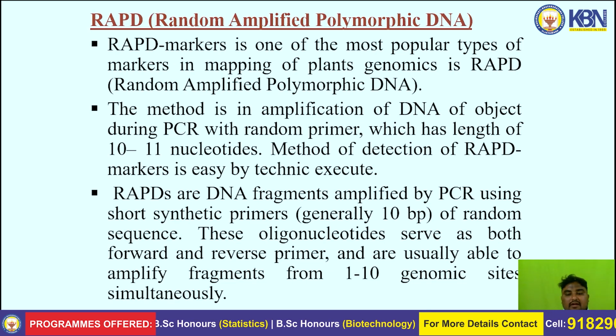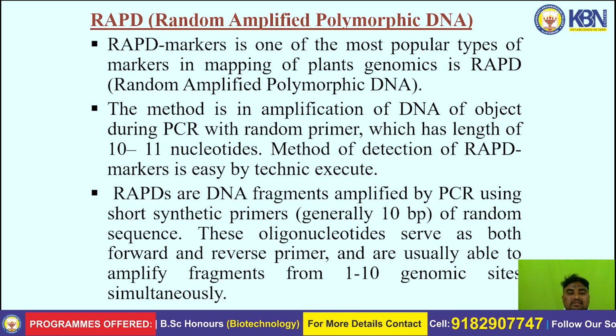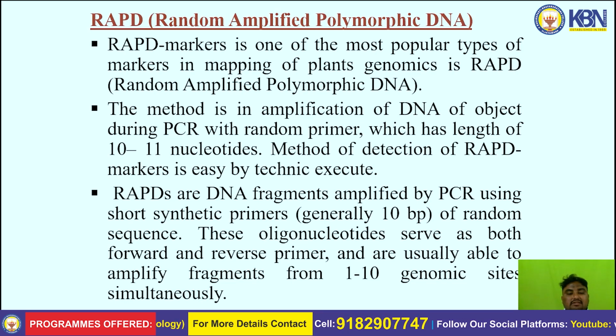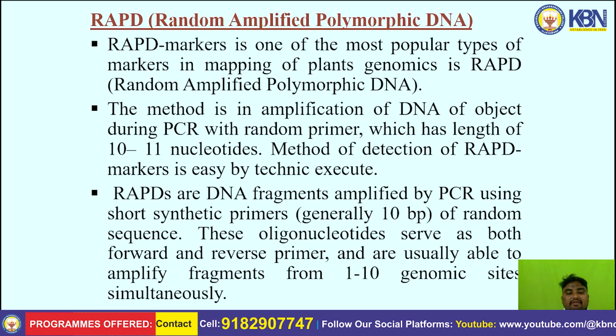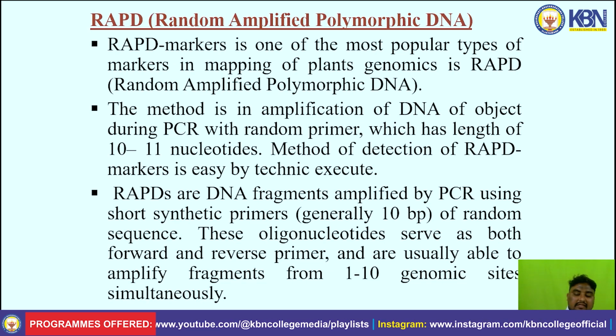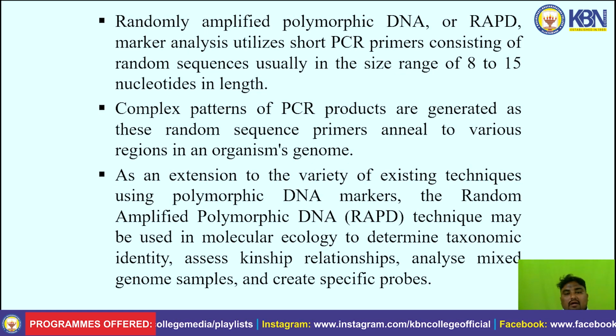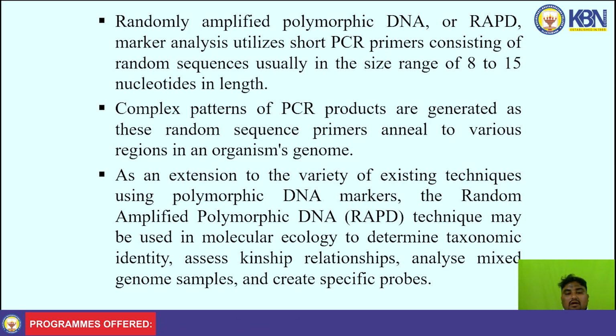RAPD markers are DNA fragments amplified by PCR using short synthetic primers of a random sequence. These oligonucleotides serve as both forward and reverse primers and are usually able to amplify fragments from 1 to 10 genomic sites simultaneously. Random amplified polymorphic DNA markers utilize short PCR primers consisting of a random sequence, usually in the size range of 8 to 15 nucleotides in length. Complex patterns of PCR products are generated as these random sequence primers anneal to various regions in the organism's genome.